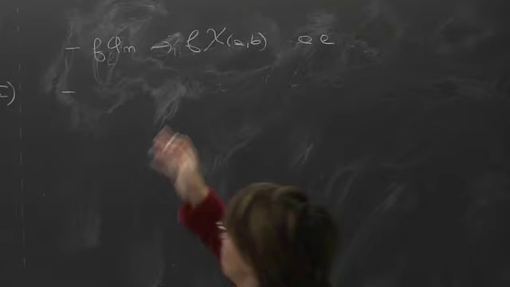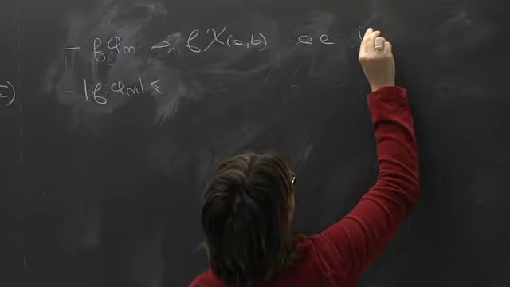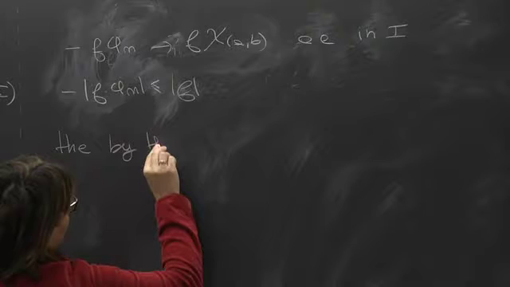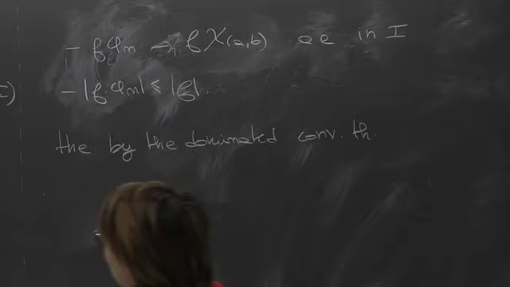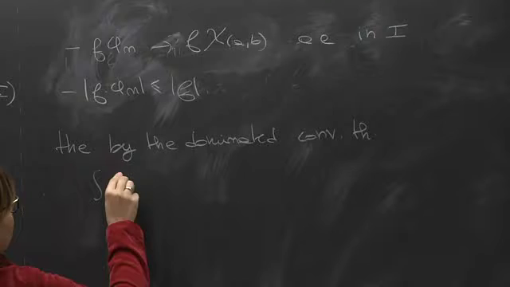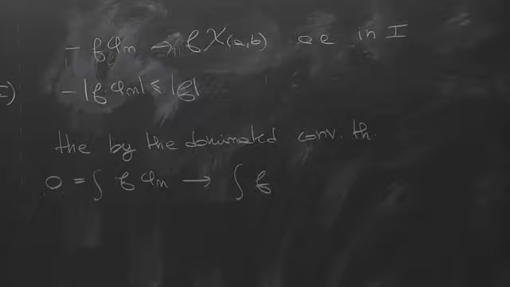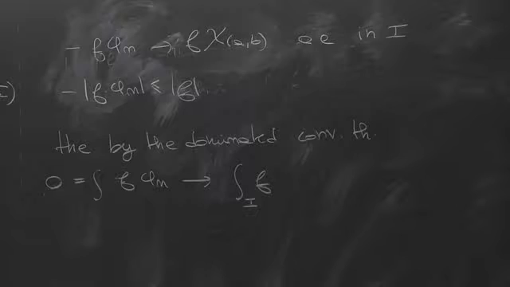So f times phi n is less or equal than f, which is integrable, and then by the dominated convergence theorem, we have that f phi n converges to f. This is equal to 0. So the integral of f phi n converges to the integral of f over J.